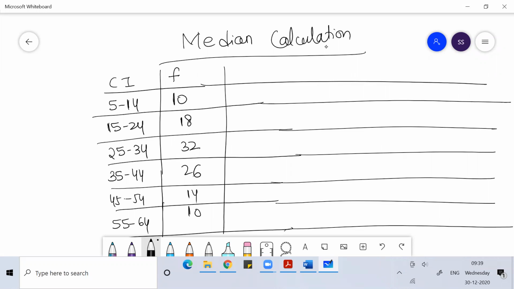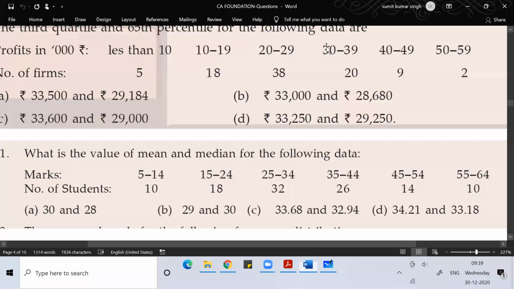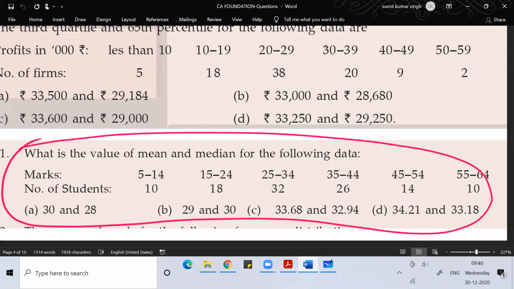Yesterday, I was talking about how to calculate the median for raw data. Once you understood that, we talked about how to calculate the median if the data is given as class intervals with frequency. So we were discussing that concept, and yesterday I gave you this question for your homework, where you have to determine the value of mean and median of the following data. This question you are supposed to do.